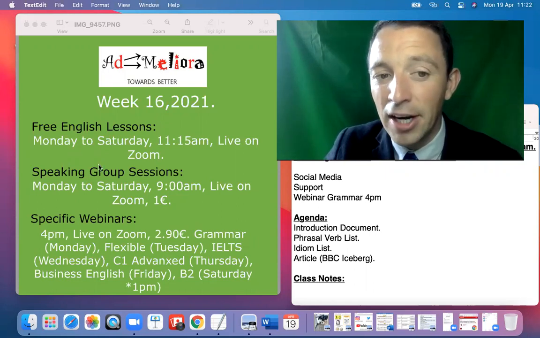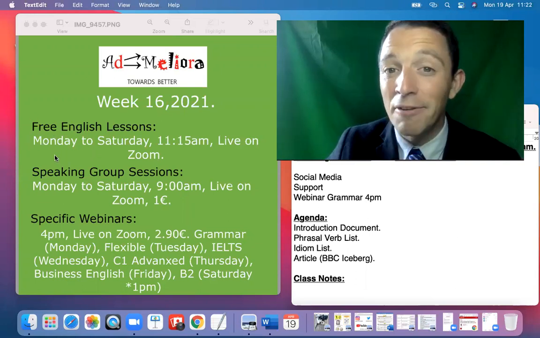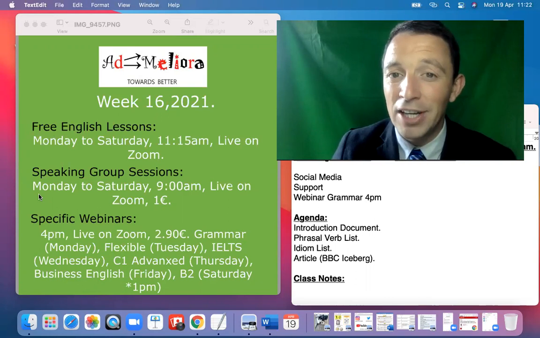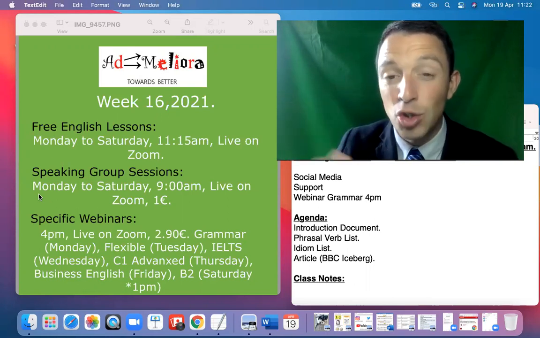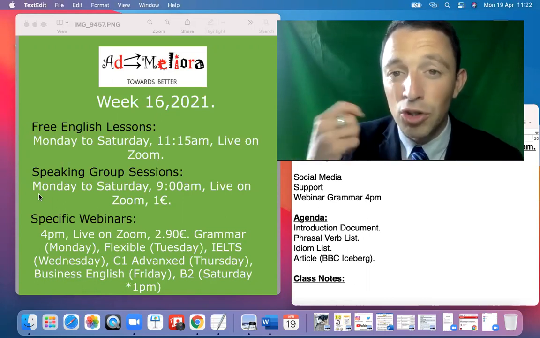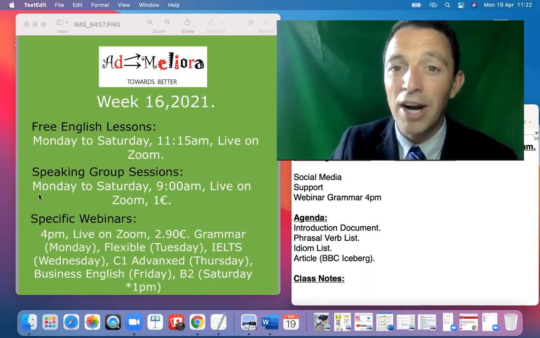On the left here, you can see the plan for the week. So this is week 16. And of course, at the moment at 11:15, we begin the free English classes. And this is another lesson to continue from the last few weeks. We try to keep some momentum with the classes and some connection. So the structure will be very similar compared to the other classes.